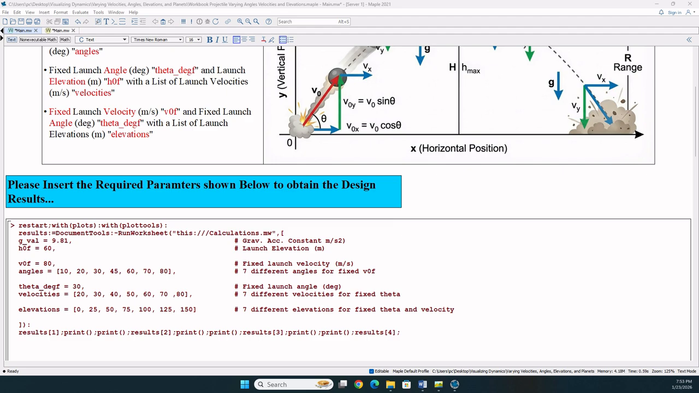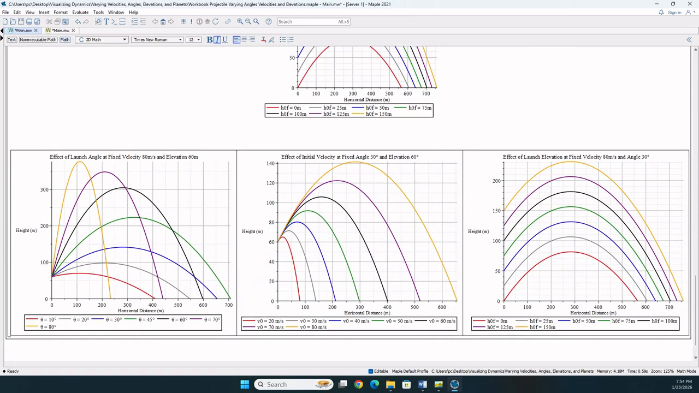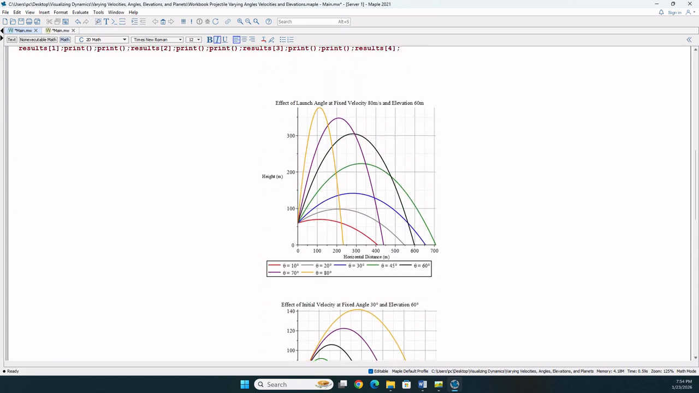In the second part, we will study different velocities. These velocities will be studied alongside the fixed elevation and fixed angle. And in the third part, we will study different elevations, where these elevations will be studied alongside the fixed angle and fixed velocity. In order to run the Maple workbook, we will click Enter. Maple will run and produce the required results. Let's look at them one by one.